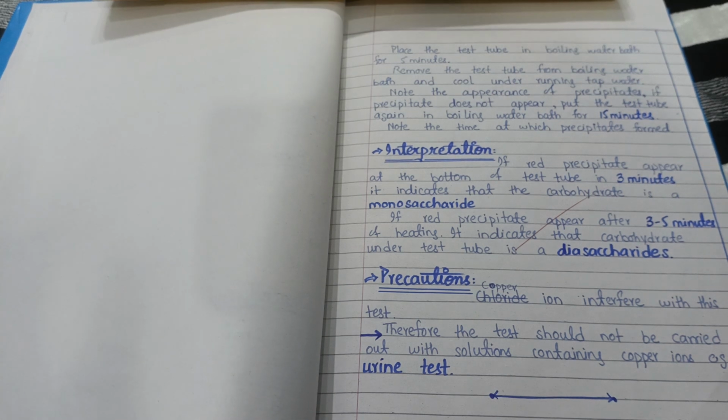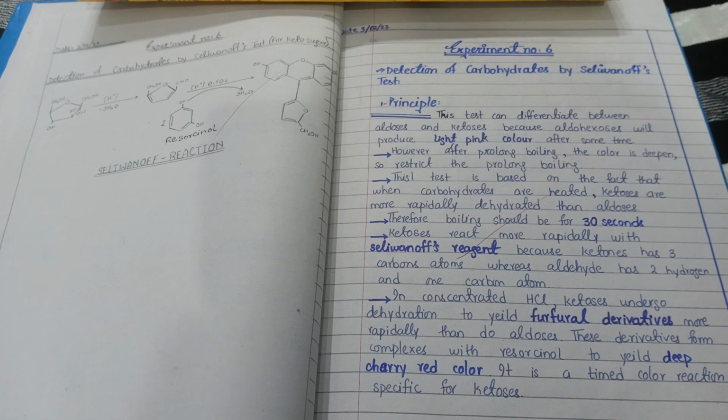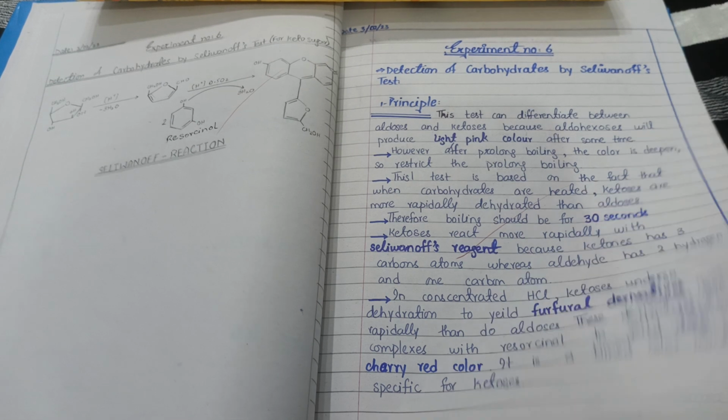Both of these compounds give a positive result. There's just a difference in their time duration. Monosaccharides react very fast, while disaccharides take a longer time. So you have to note the time and see what the difference is. After that you will easily classify that this test tube has a monosaccharide and this test tube has a disaccharide in it. So now the next experiment for the detection of carbohydrates is Seliwanoff's experiment.